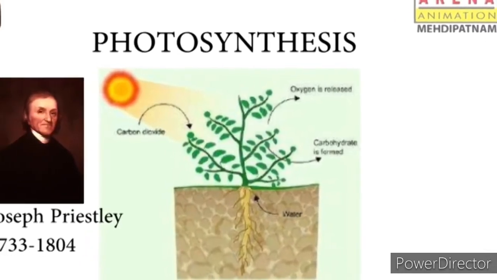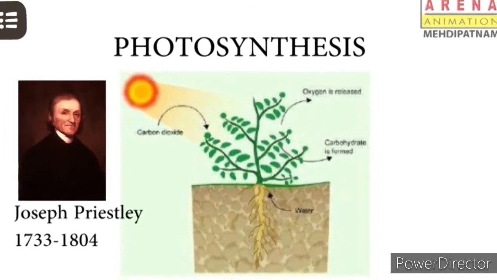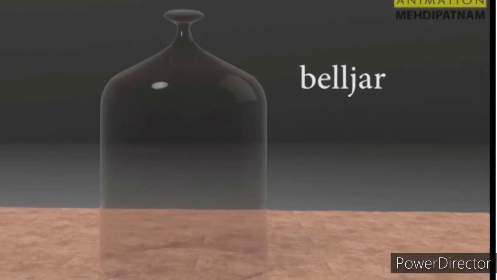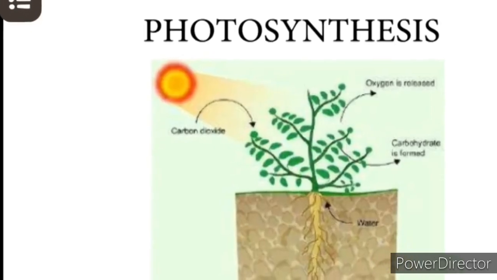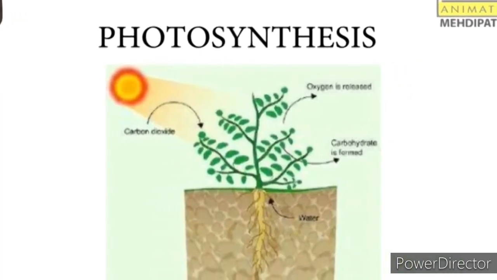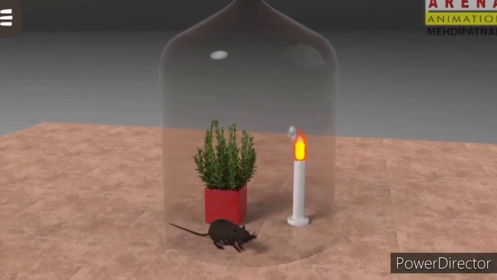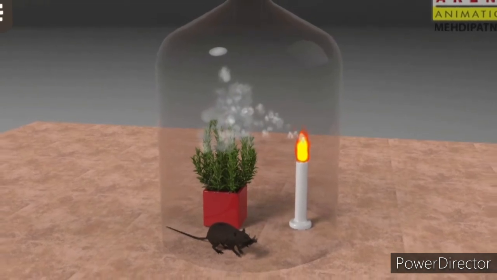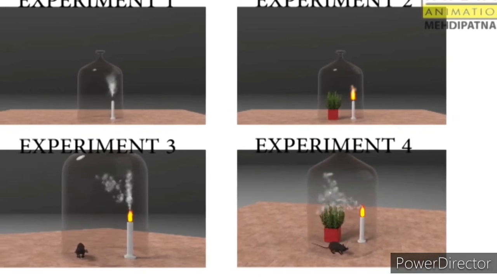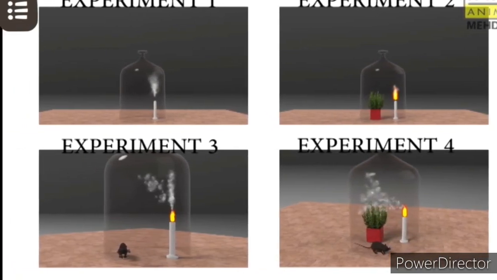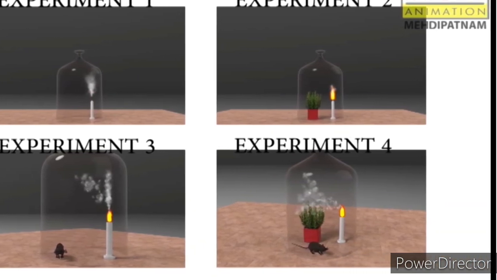I hope you understood. It means that from the burning candle and the mouse, carbon dioxide is released and oxygen is inhaled. So to live, we require oxygen. Plants take in carbon dioxide and release oxygen. That oxygen is required for us to stay alive. Okay, this is the bell jar experiment which was conducted by Priestley. Understood, no? This is about the bell jar experiment.